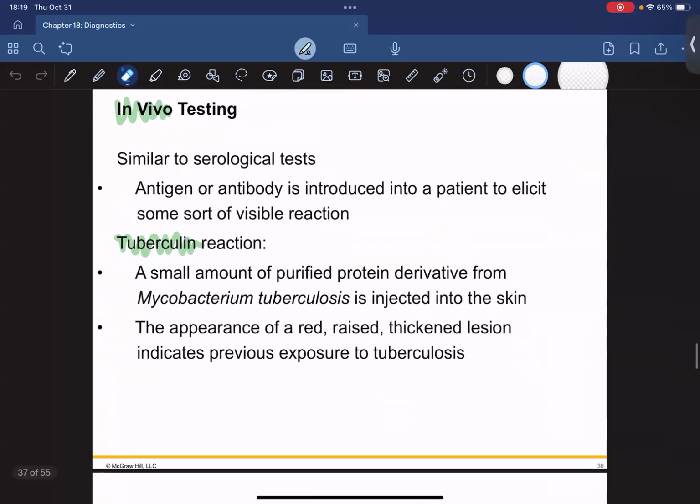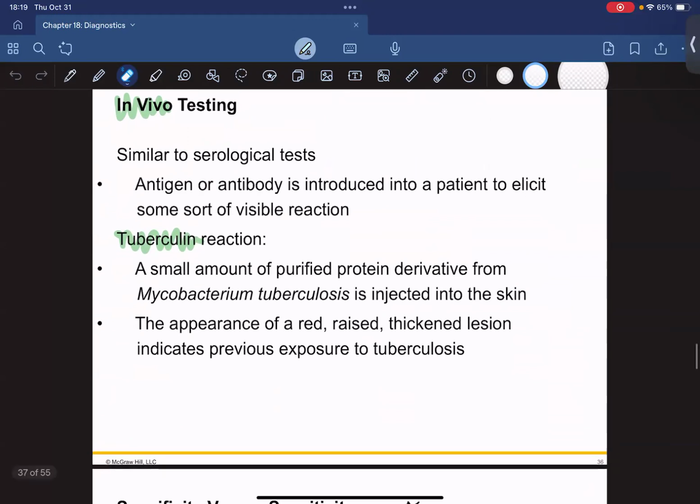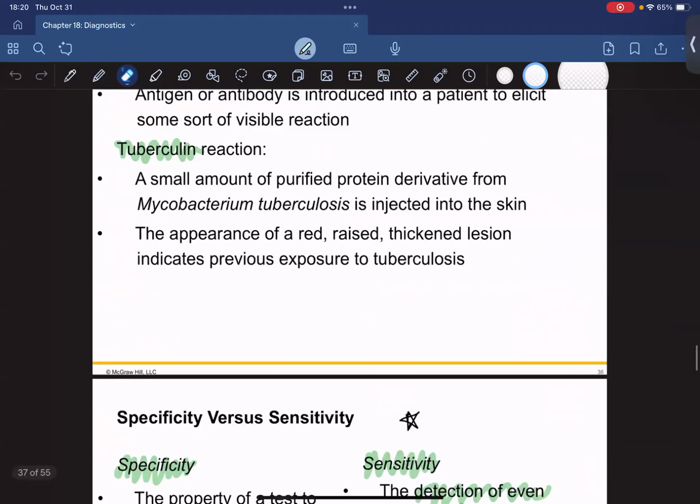In vivo testing, we also mentioned this in the last chapter, is the tuberculin skin test, that PPD skin test, looking for the T cell response. And it is T cell this time, but it's still your immune response in your actual living tissue. So that's called in vivo.